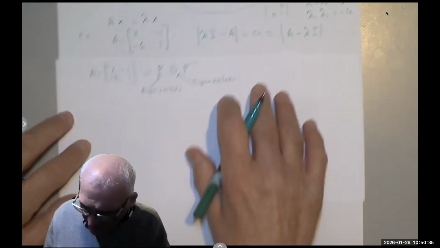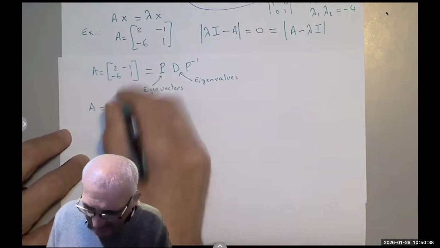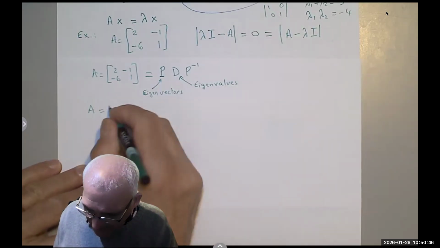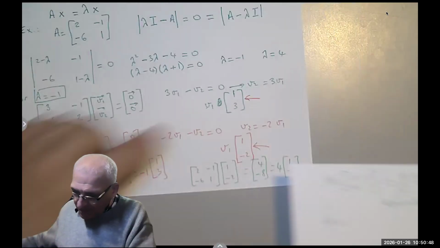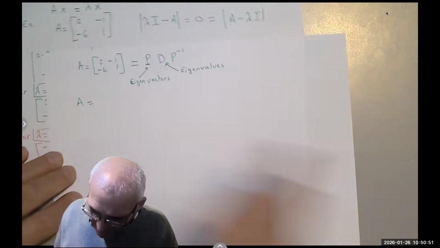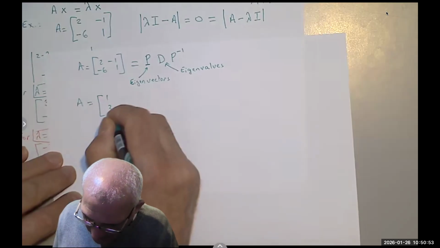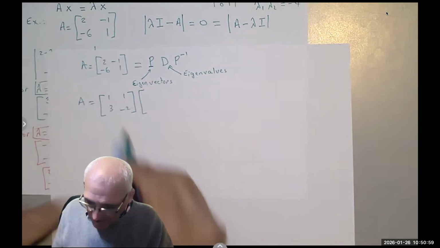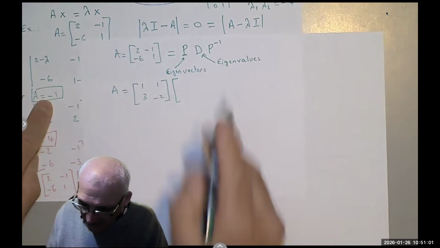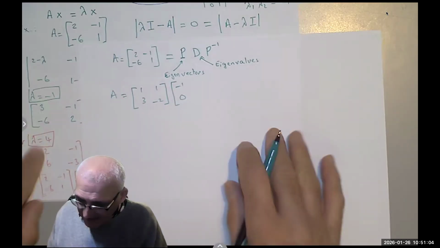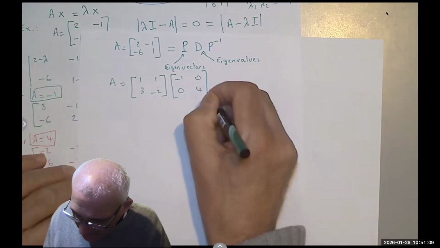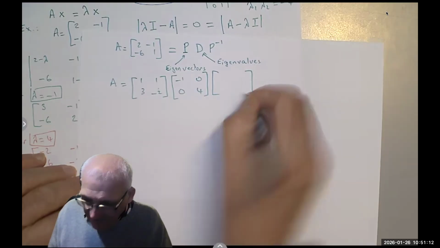So let's see. This is telling me that this A can be brought back as P, which is the eigenvectors. Remember the eigenvectors were 1, 3, 1, -2. The eigenvalues have to match. So the eigenvalue of this vector was -1, and the eigenvalue of this vector was 4, so D is -1, 0, 0, 4. Times the inverse of this.